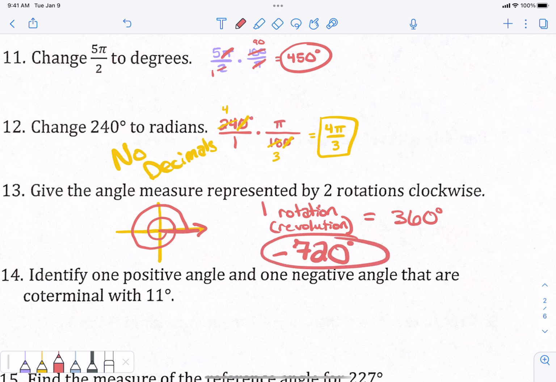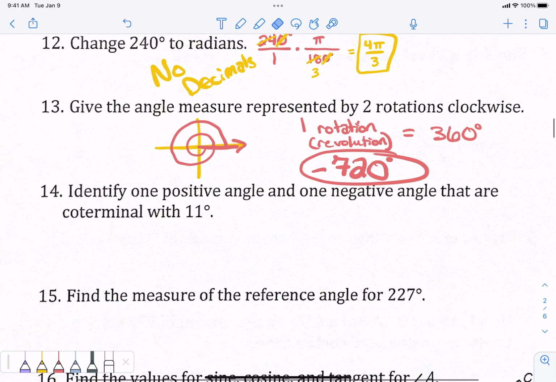Does that make sense? If it was going counterclockwise, it would be positive. What if I said like 5.5 rotations? 360 times 5.5. And then clockwise is negative. Counterclockwise is positive. Yeah? Does that make sense? Any questions about this problem?